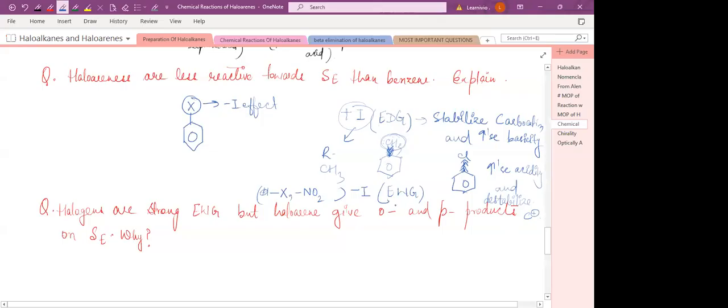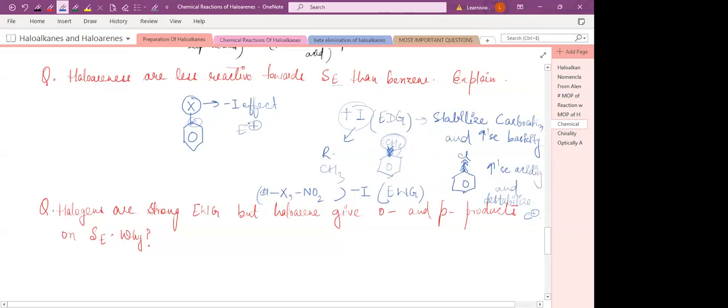And what happens when the electron withdrawing group is attached to the benzene ring? It just pulls all the electron density away from the chain, which creates a partial positive charge. Okay, because of which what will happen here? Partial positive charge. And you know very well, electrophile is again a positive charge.